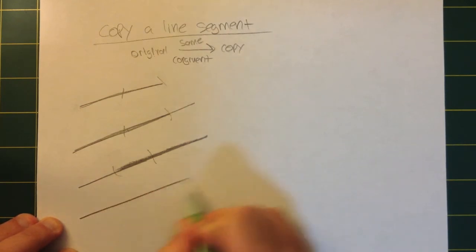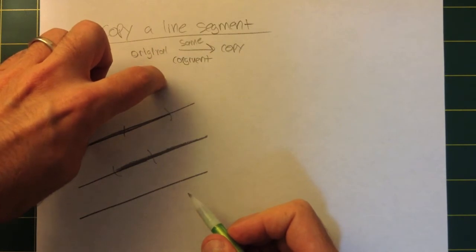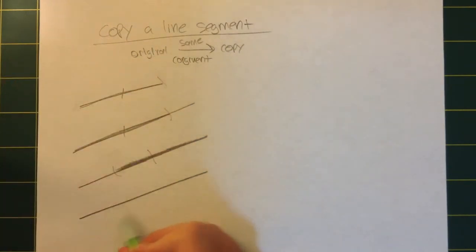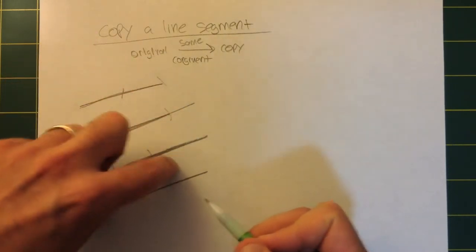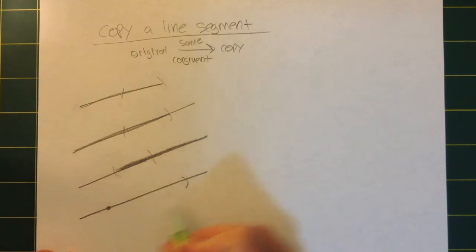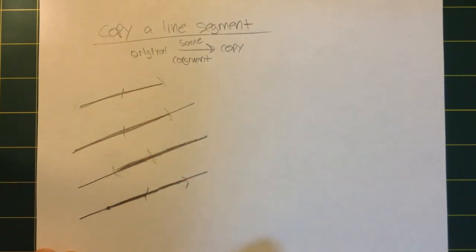Or the other option is you start with your random segment, you measure how big this segment is, you come down here, you pick some random point on the segment, I'll pick right there, center myself on that point, make an arc, and now this segment right here is congruent to this one, and it's congruent to this one, and it's congruent to this one, and they're all copies of each other.